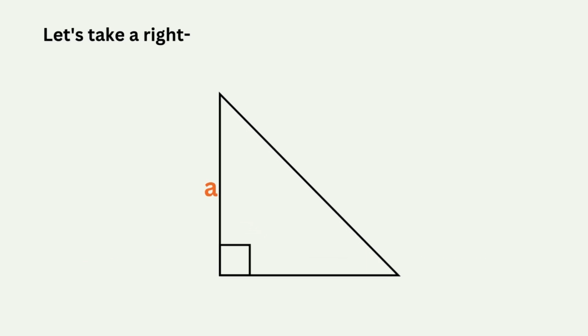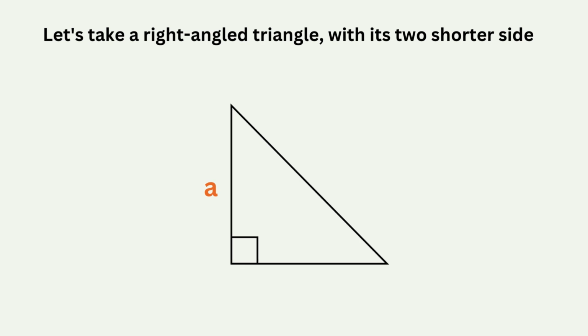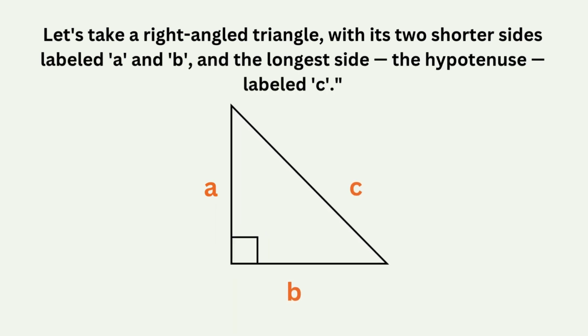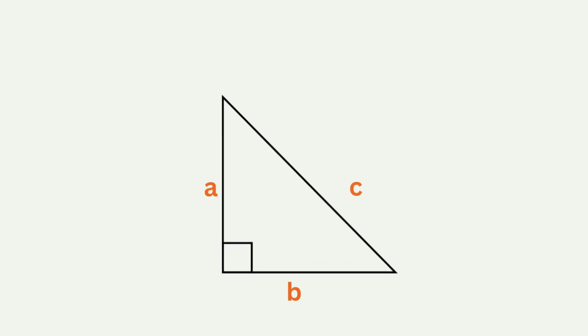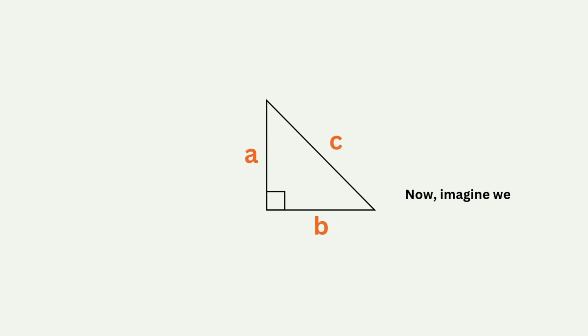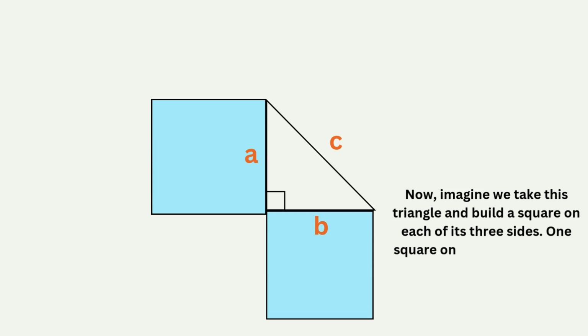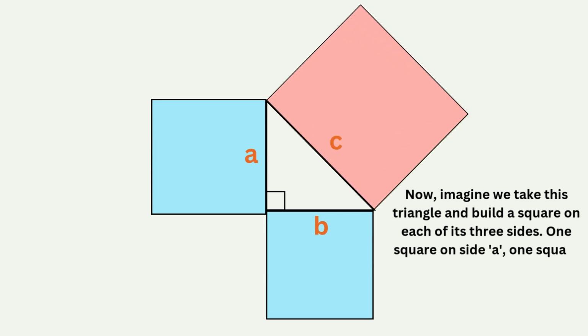Let's take a right-angled triangle, with its two shorter sides labeled A and B, and the longest side, the hypotenuse, labeled C. Now, imagine we take this triangle and build a square on each of its three sides. One square on side A, one square on side B, and a larger square on side C. The goal here is to understand how the areas of these squares relate to each other.